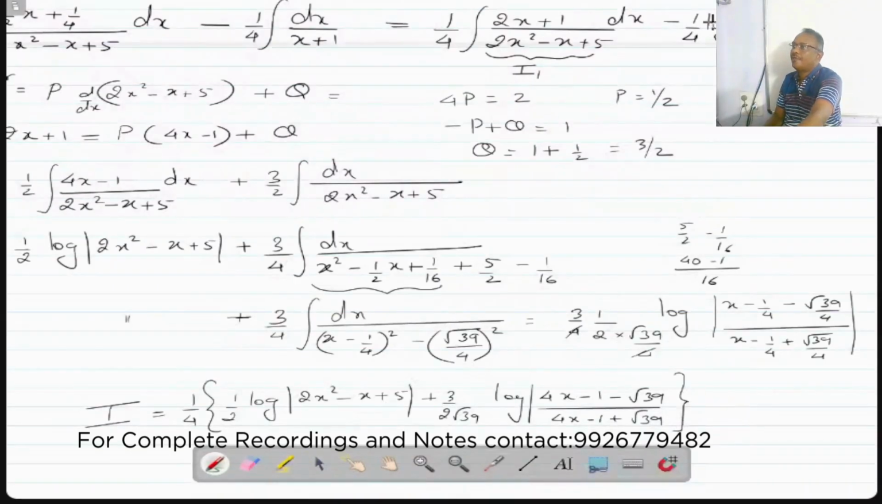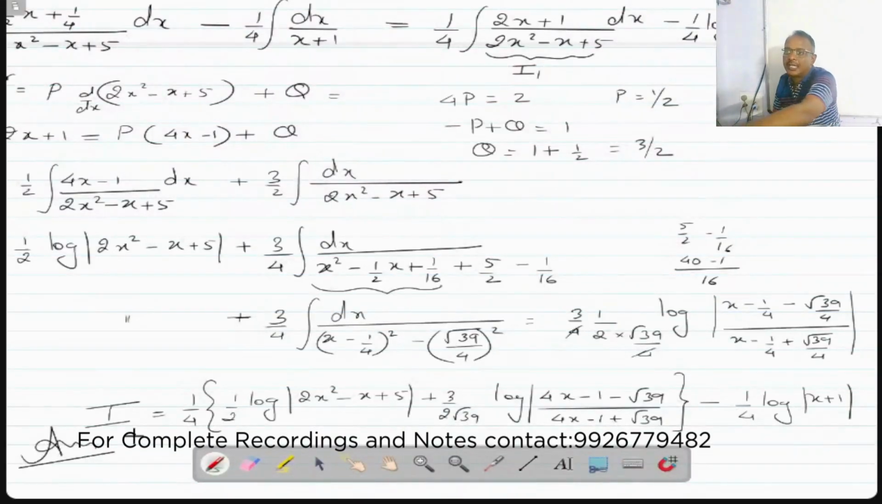और फिर लास्ट में minus 1/4 log of x plus 1. This is the final answer. Case 3 is a very big वाला form.